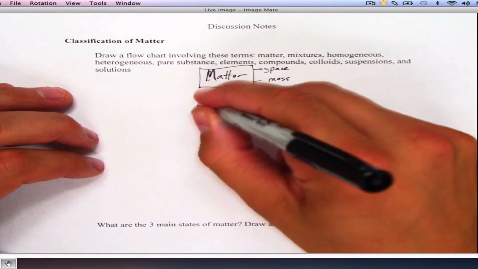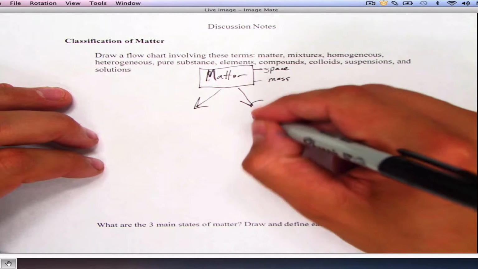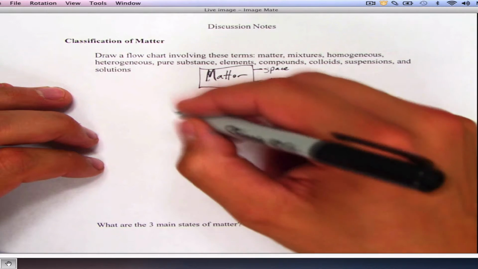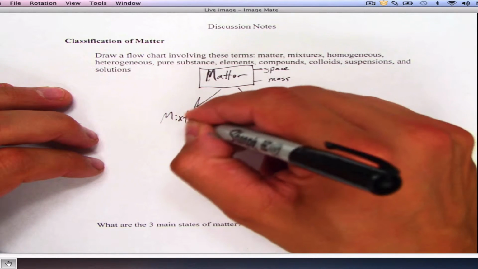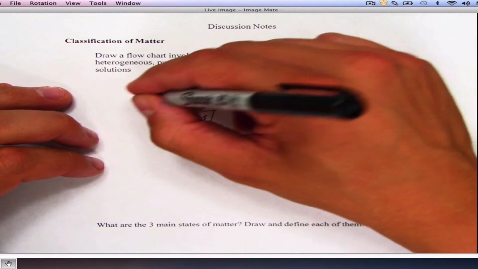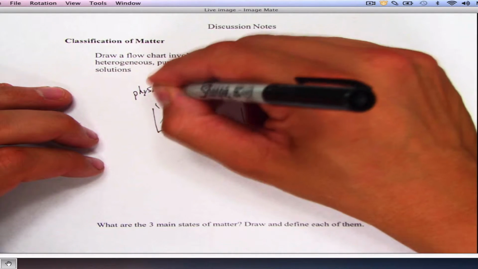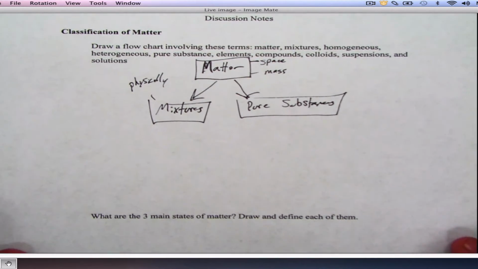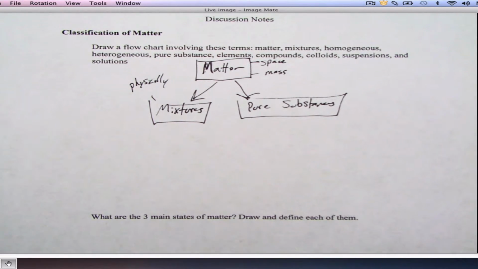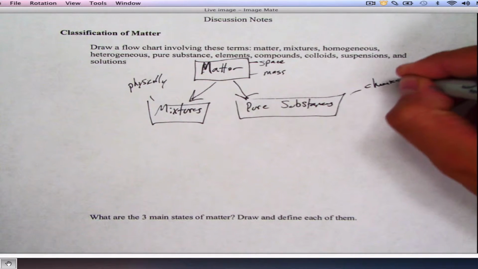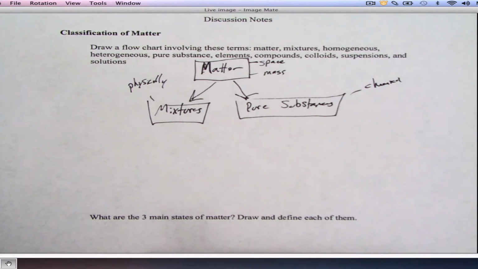Matter can be divided into two different things: pure substances and mixtures. Mixtures are physically combined, meaning they're hanging out together, but they're not really doing anything. Think of it like your classroom: you have a physical mixture of people there. You're all in the same area, occupying the same space, but you're not physically or chemically doing anything. Whereas pure substances are more of a chemical deal. They're chemically combined, so it's tougher to separate them.